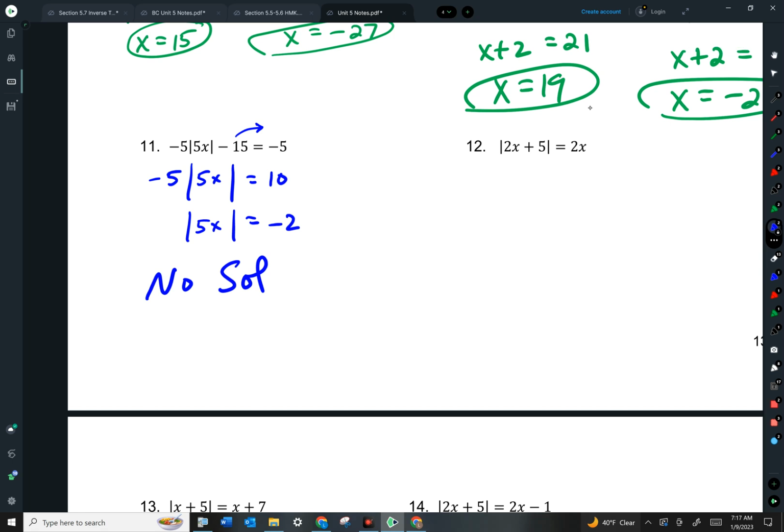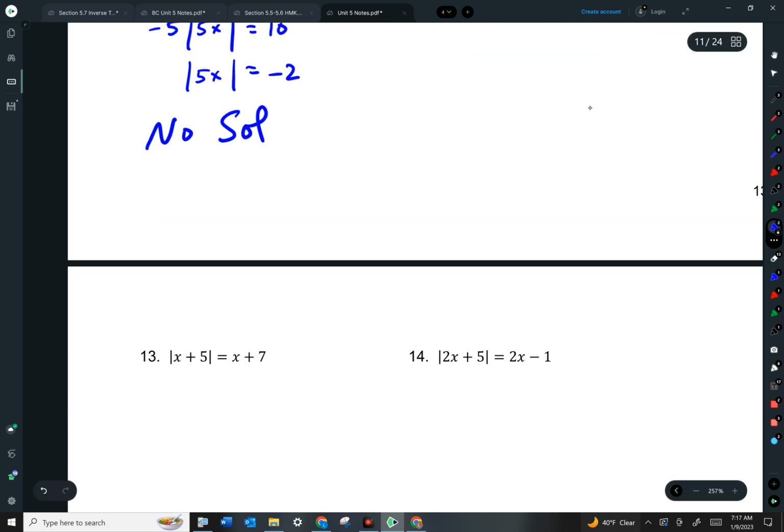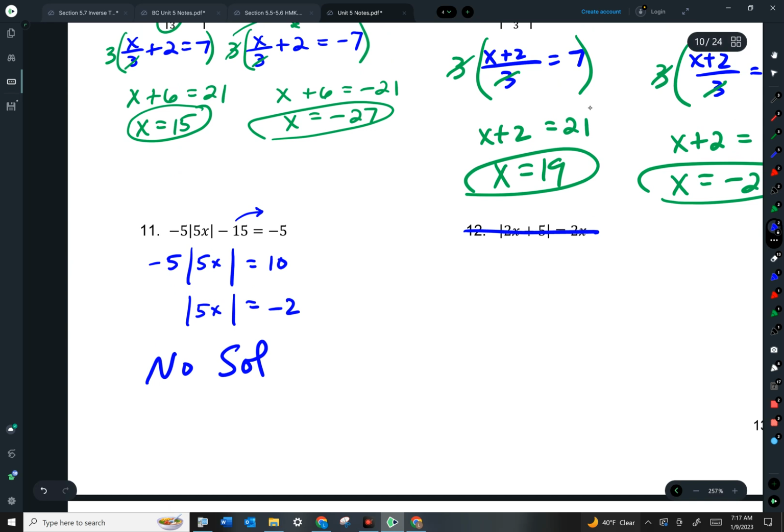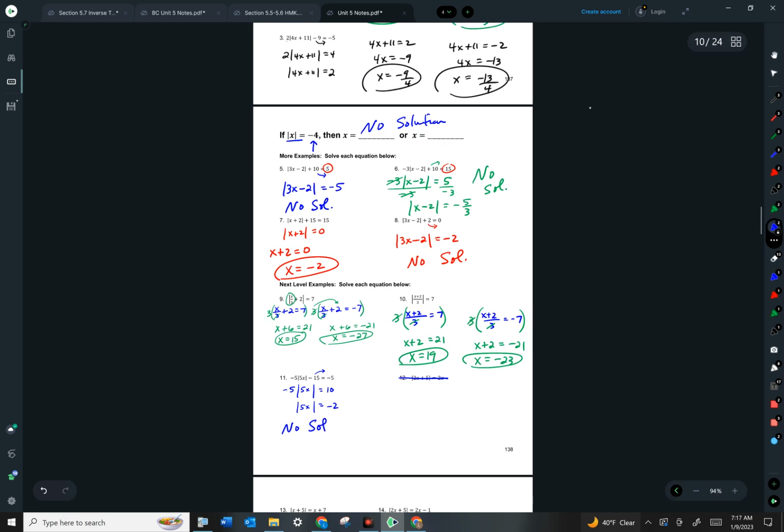Okay? And then number 12, we're actually going to cross that one off because we're not going to do that type in Algebra 1. And that's like the rest of the pages, so we're not going to do those. Okay, so there is section 5.2.